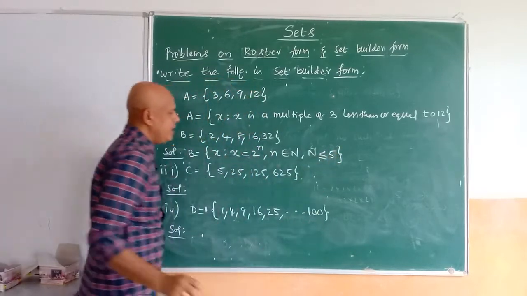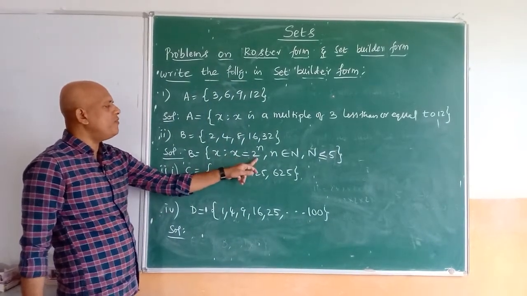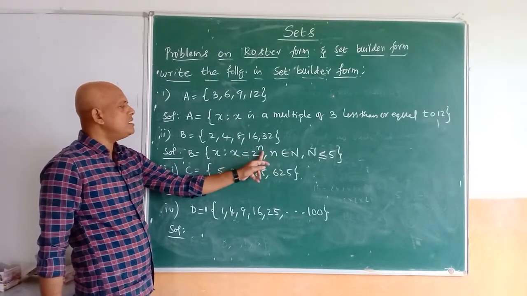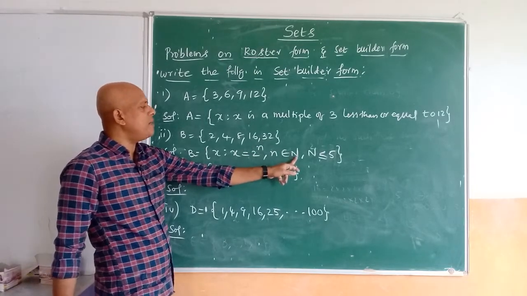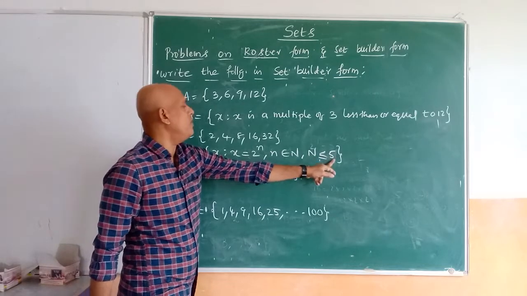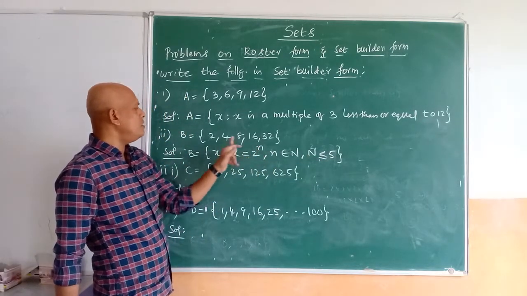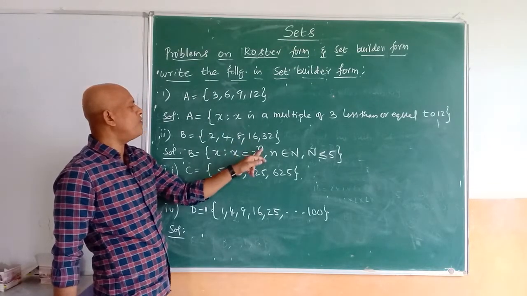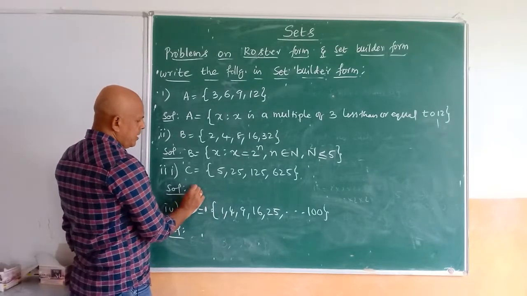So x such that x is equal to the formula 2 power n, exponential form, where n, a lowercase letter, belongs to capital N, the natural numbers. So n less than or equal to 5. If you substitute all the 5 natural numbers, 2 power 1 is 2, 2 square means 4, 2 cube means 8, 2 power 4 is 16, 2 power 5 is 32. So now let's move to the next problem.